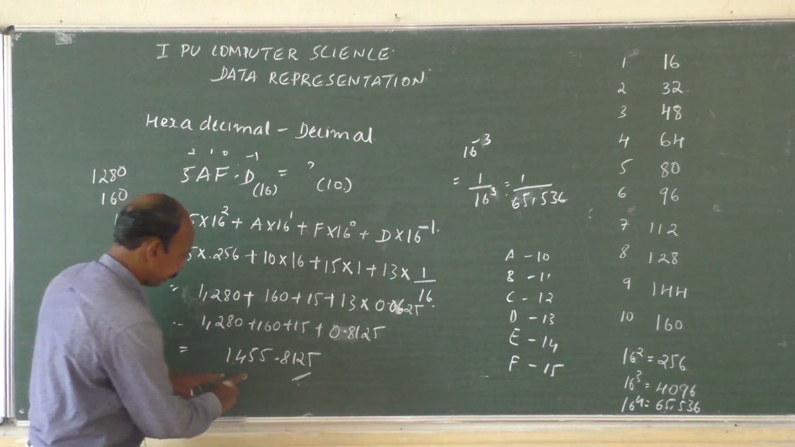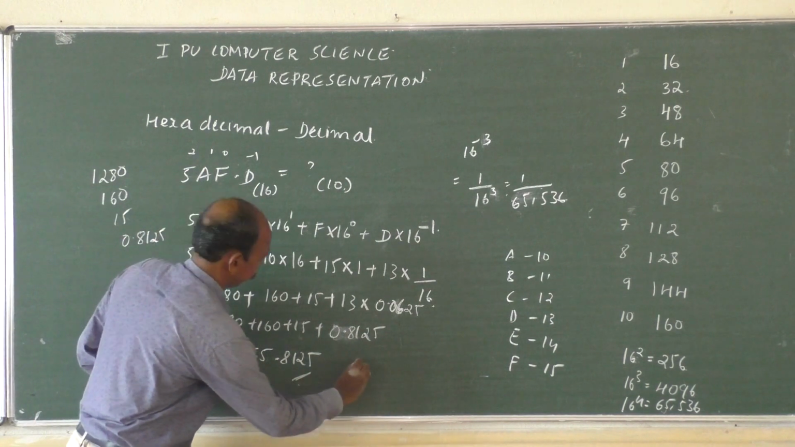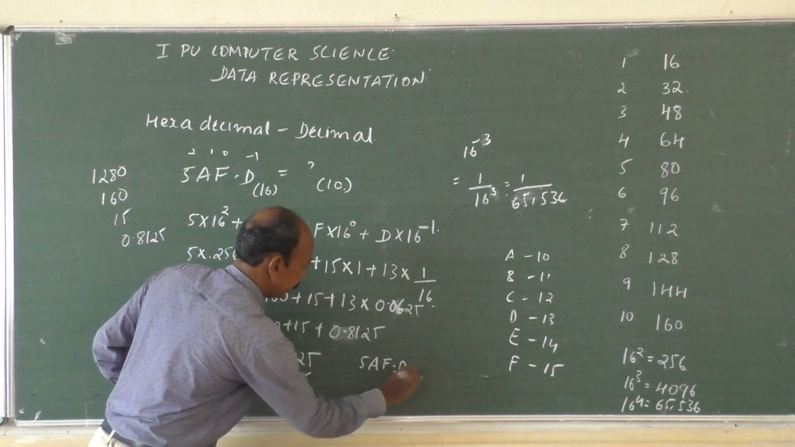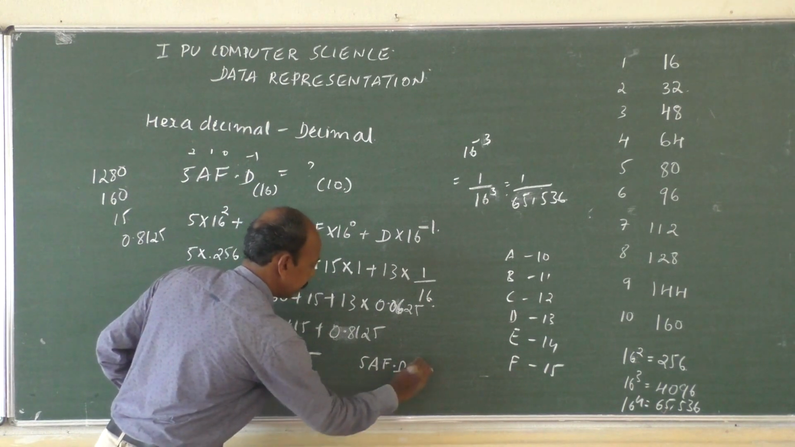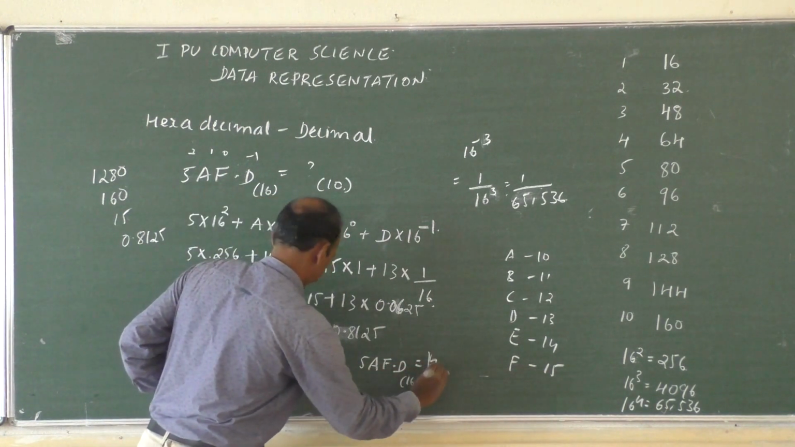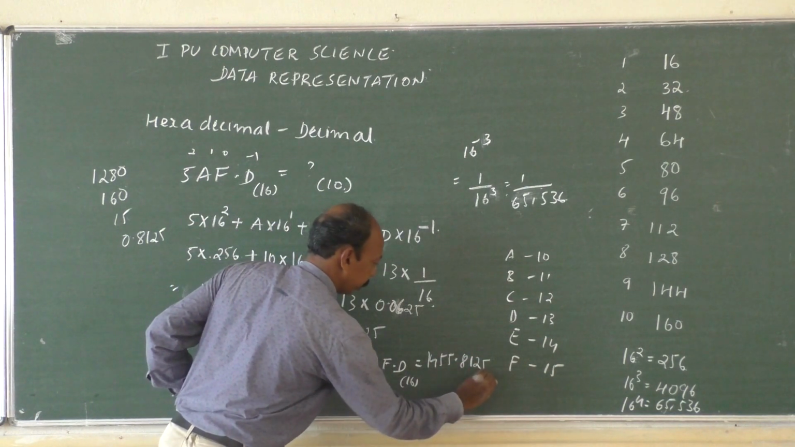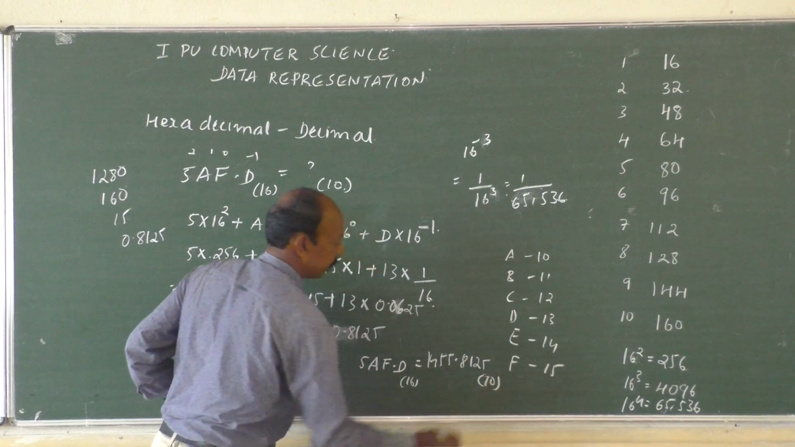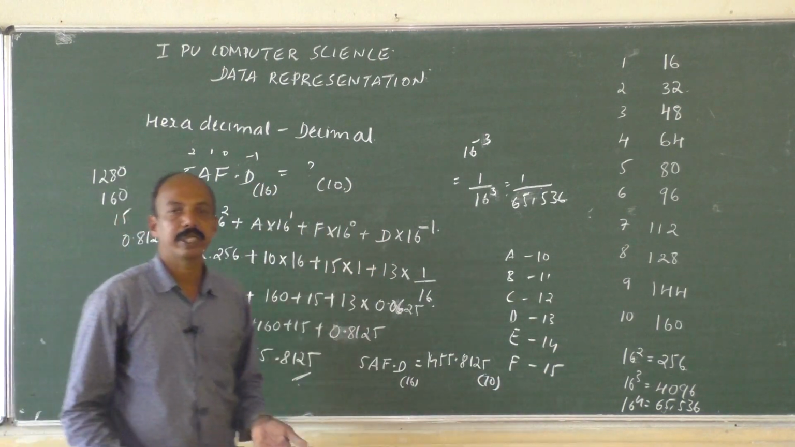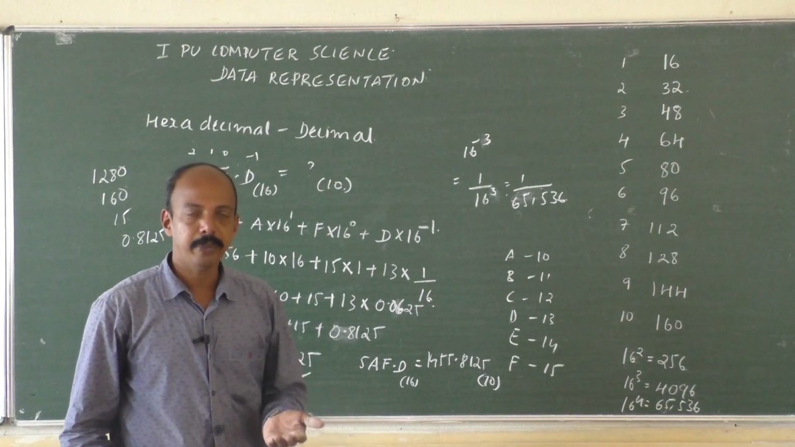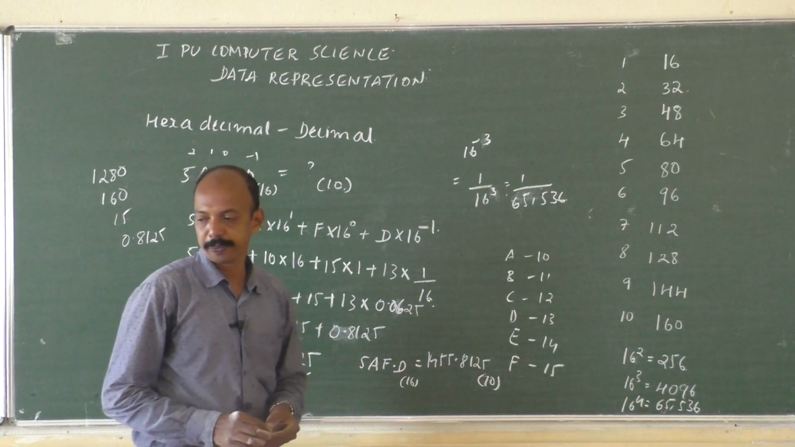That's why in this case 5AF.D to the base 16 is equal to 1455.8125 to the base 10. Even if you don't write the base, it's understood that it is decimal. For any other number system, compulsorily we have to write the base.